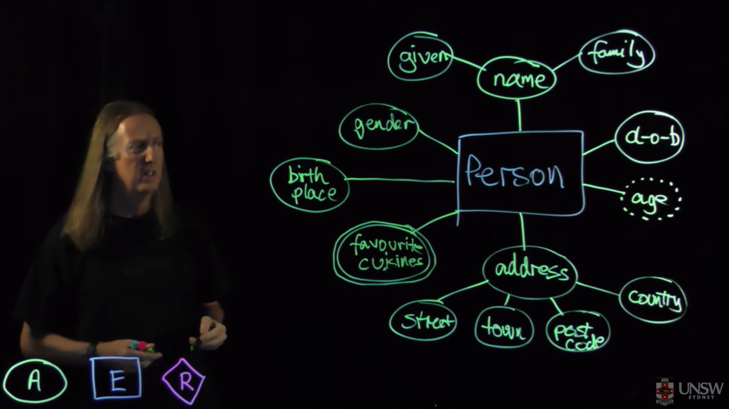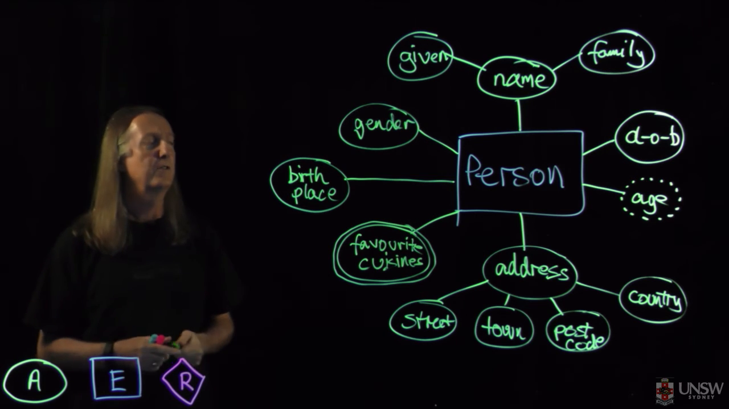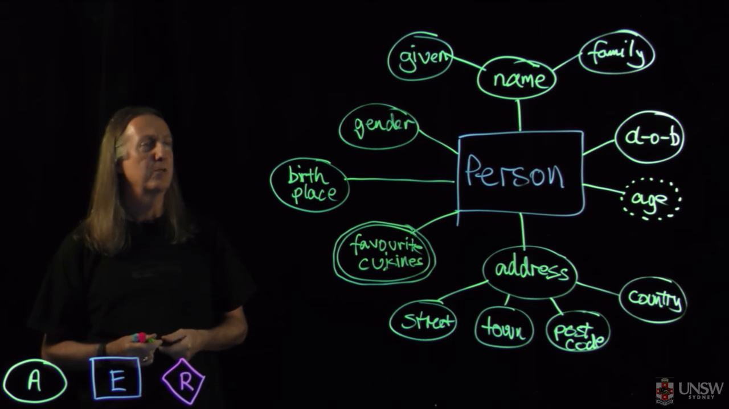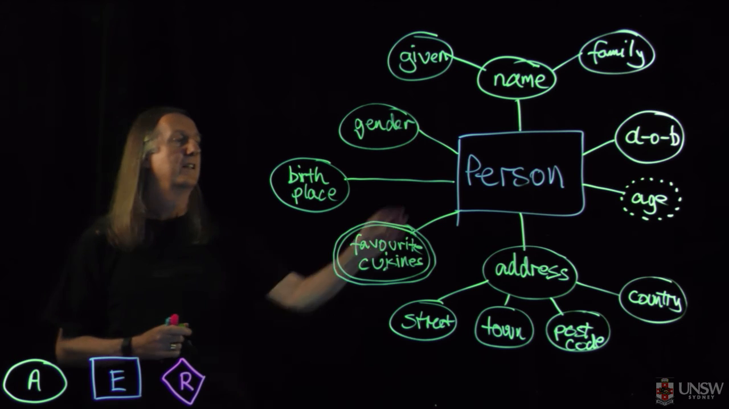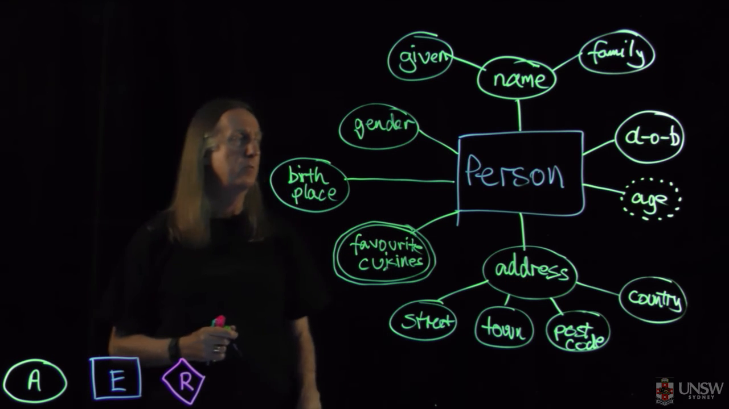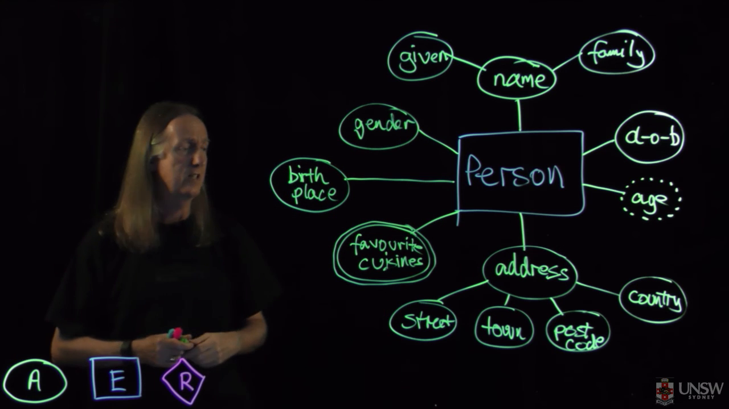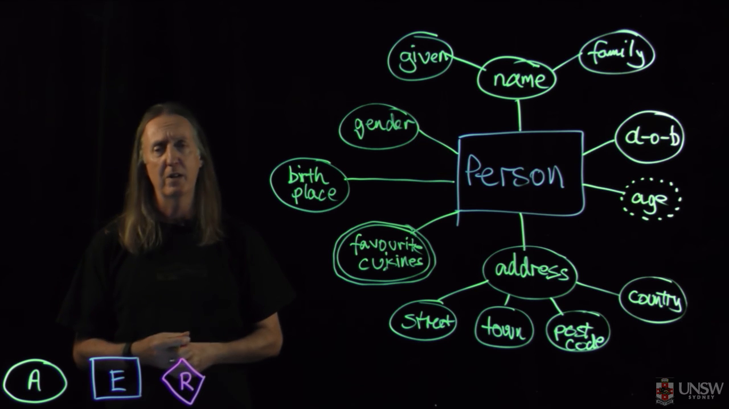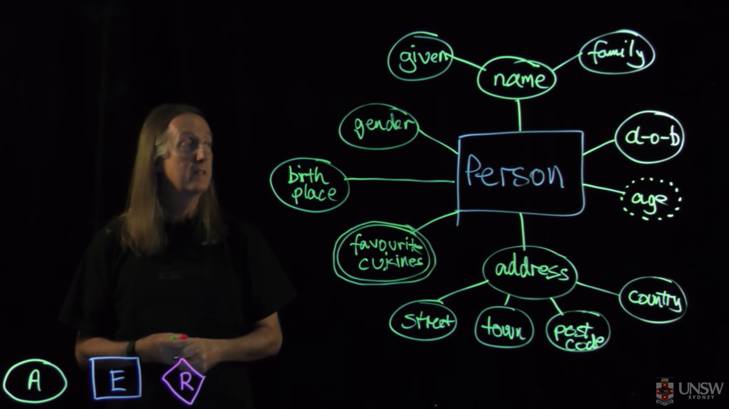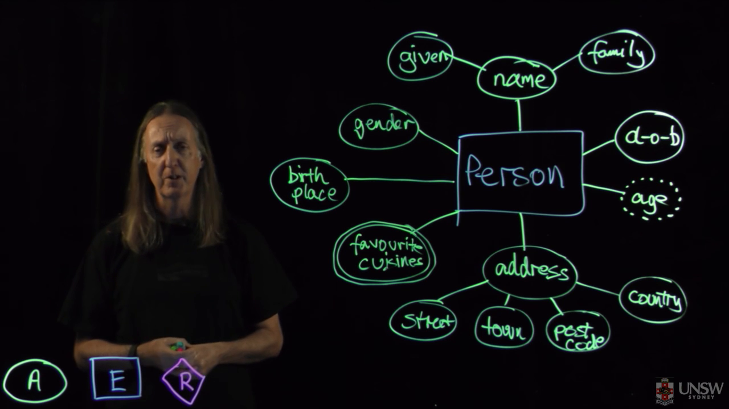cuisines. Okay, and that illustrates all of the different kinds of attribute types that you might find in a database scenario. So we've got the main entity person, several composite attributes, a derived attribute, a multi-valued attribute, and the other attributes are simple. So that's our initial look at modelling entities and their corresponding properties.